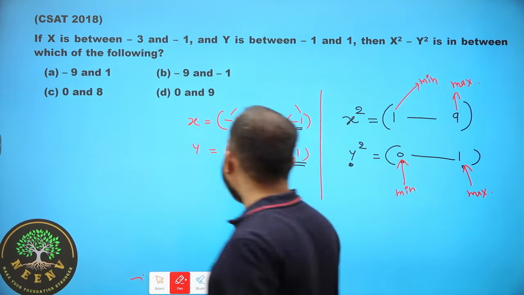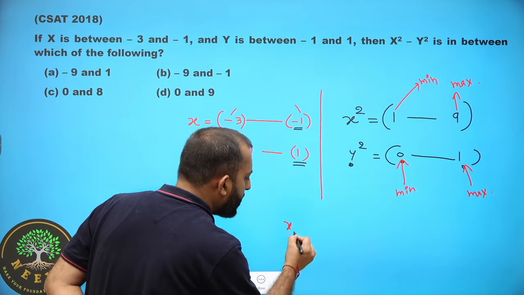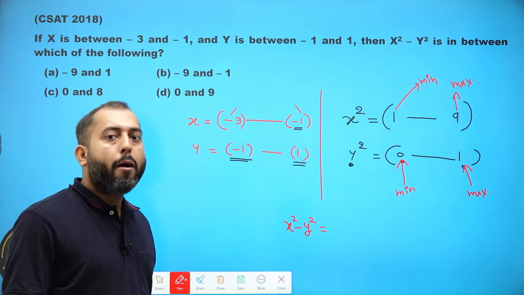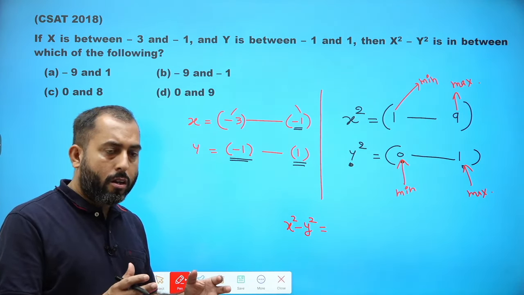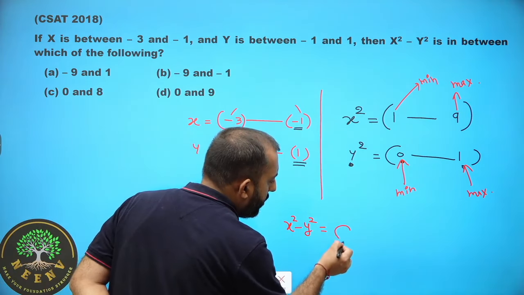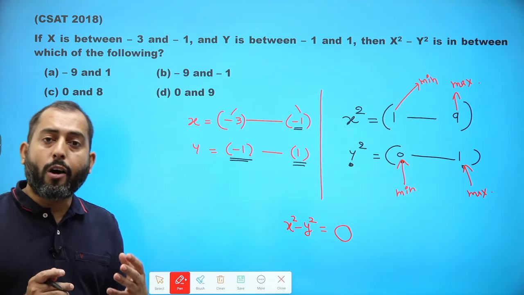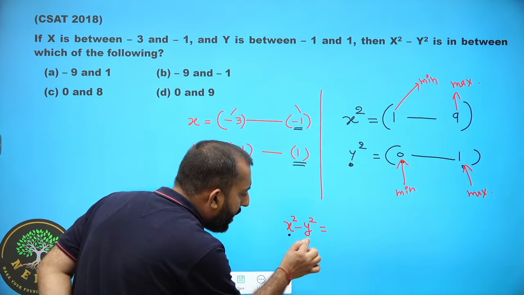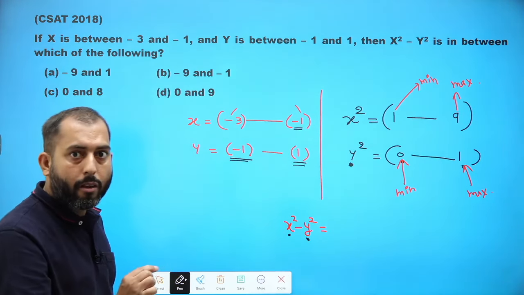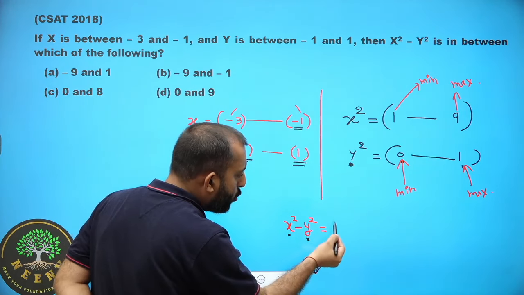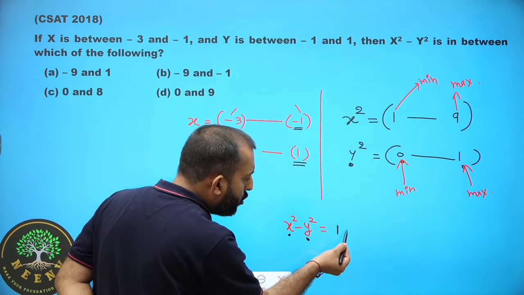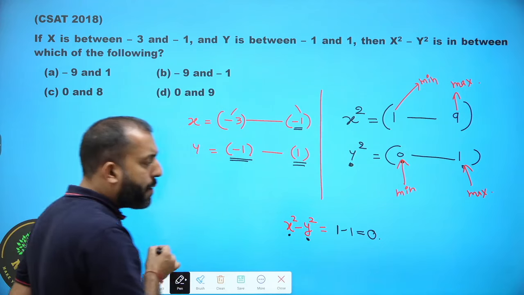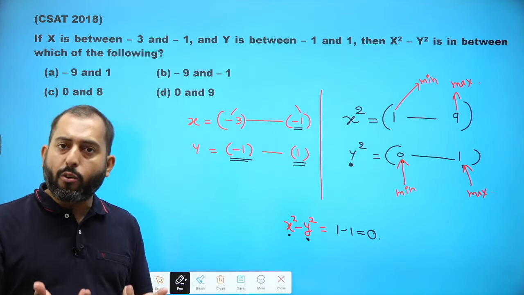We want to find out the range of x square minus y square. First of all, try to find out the minimum value of the result. For the minimum value of the result, if I consider x square to be equal to 1 and y square to be equal to 1, then 1 minus 1, the minimum value of this expression x square minus y square can be 0.